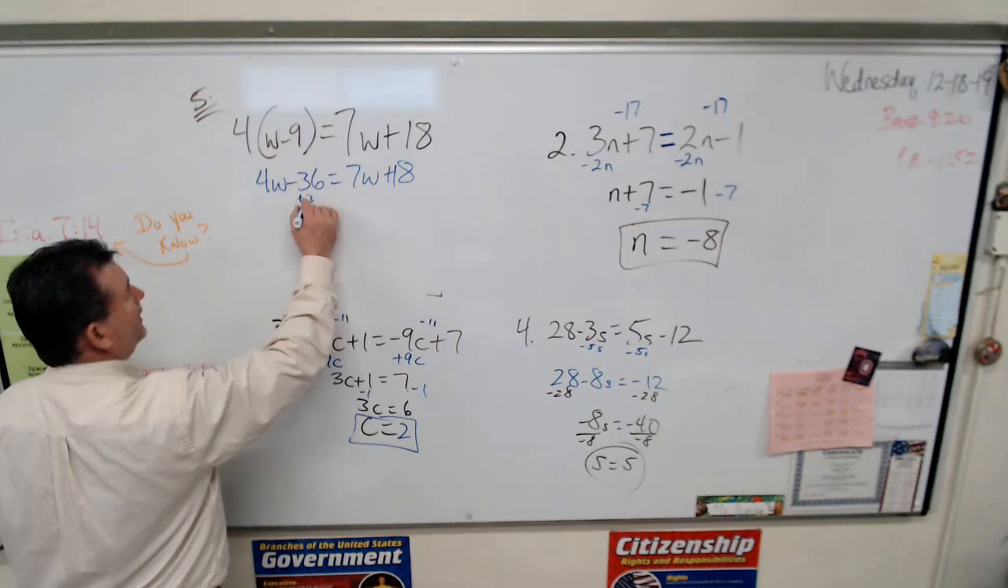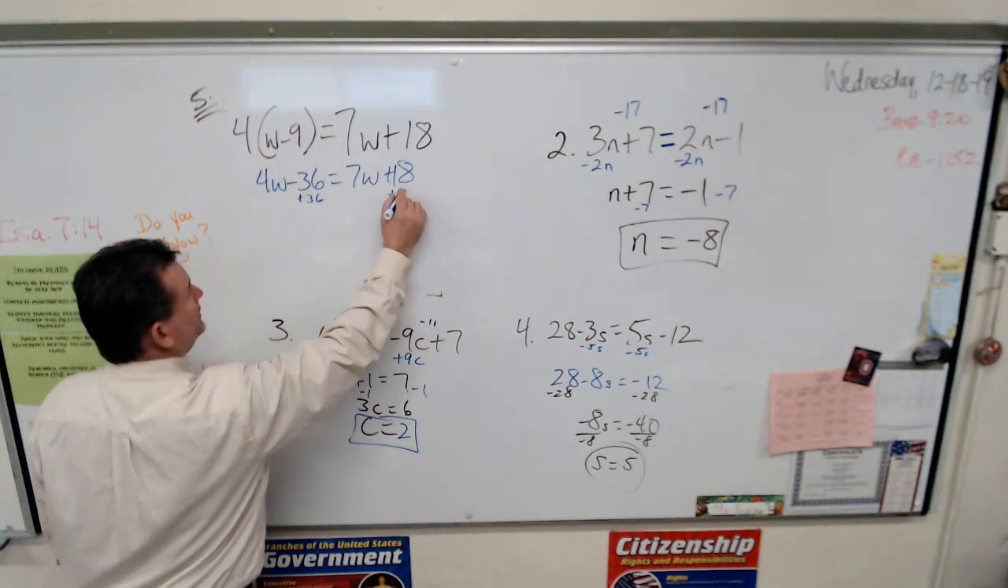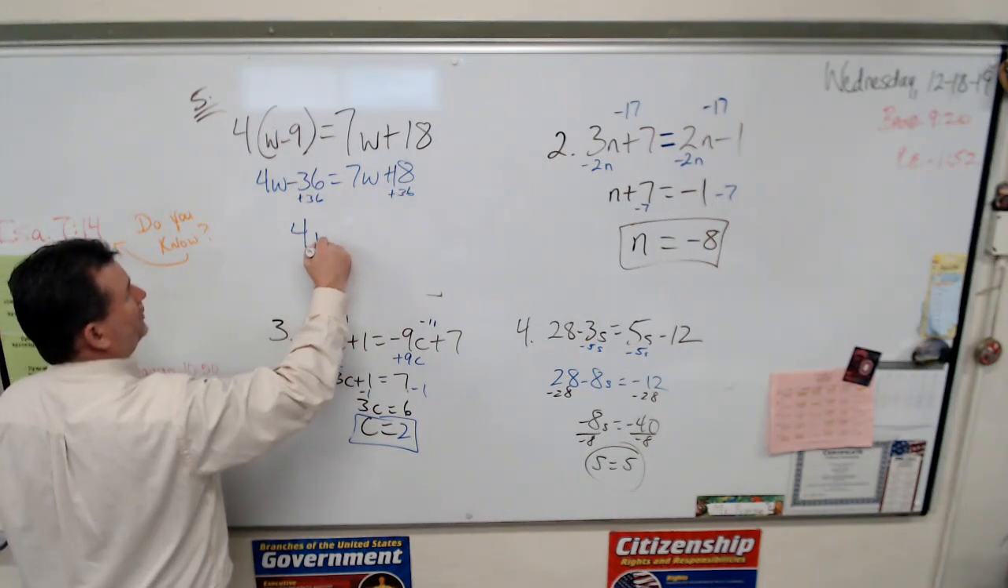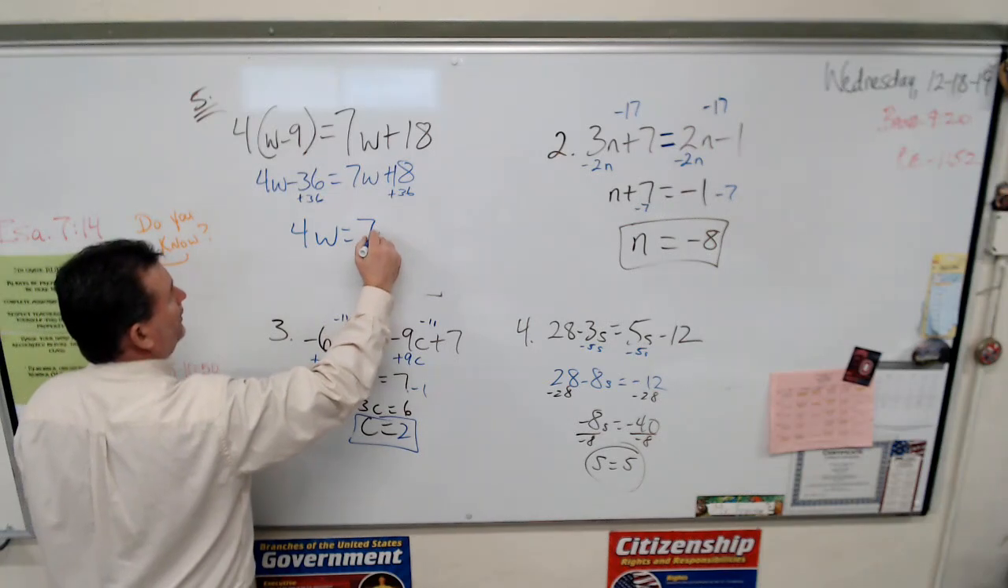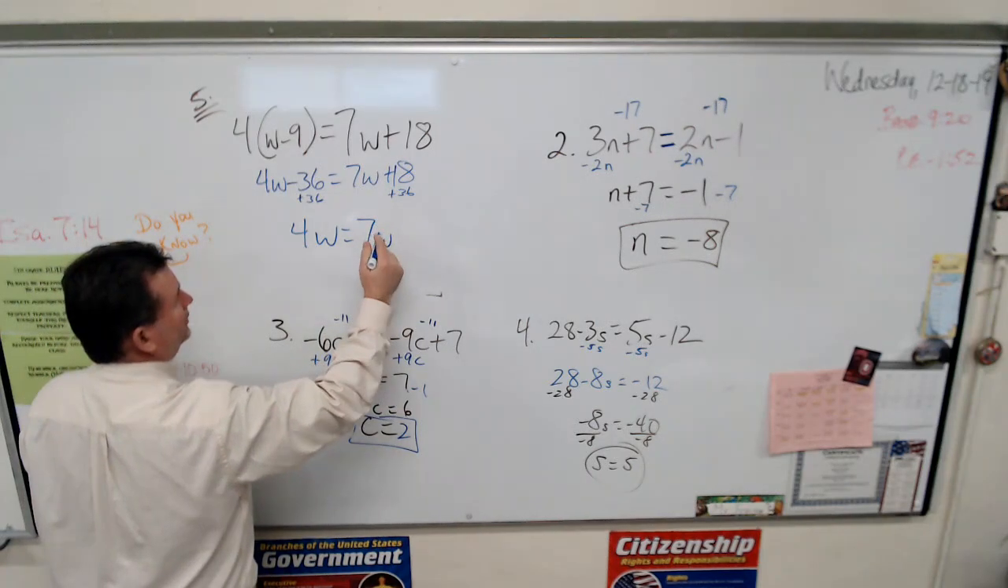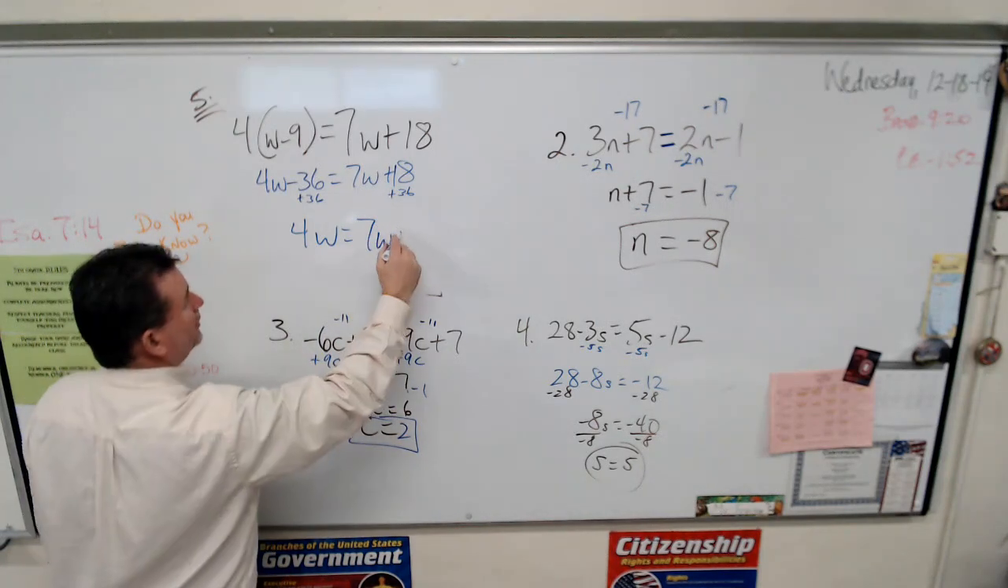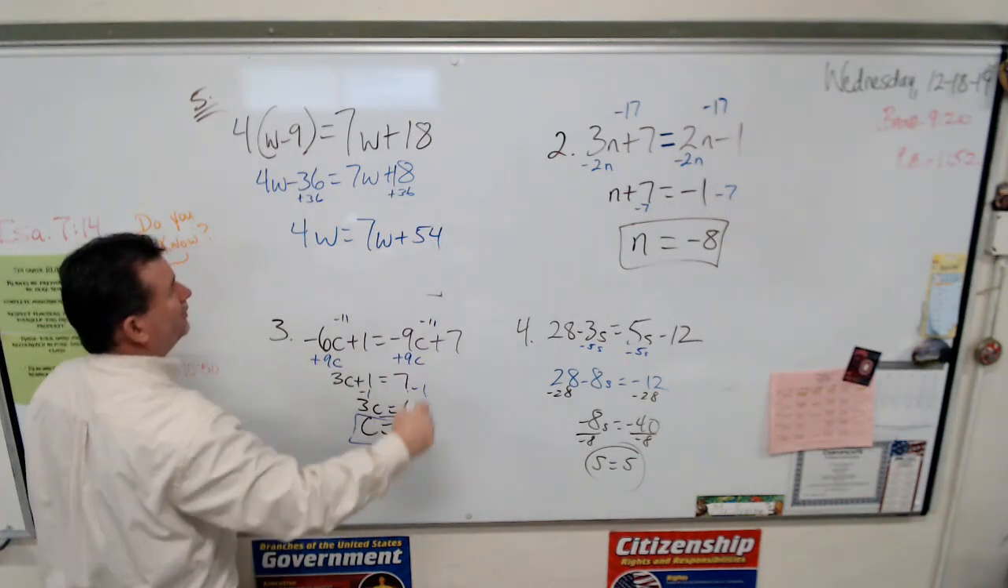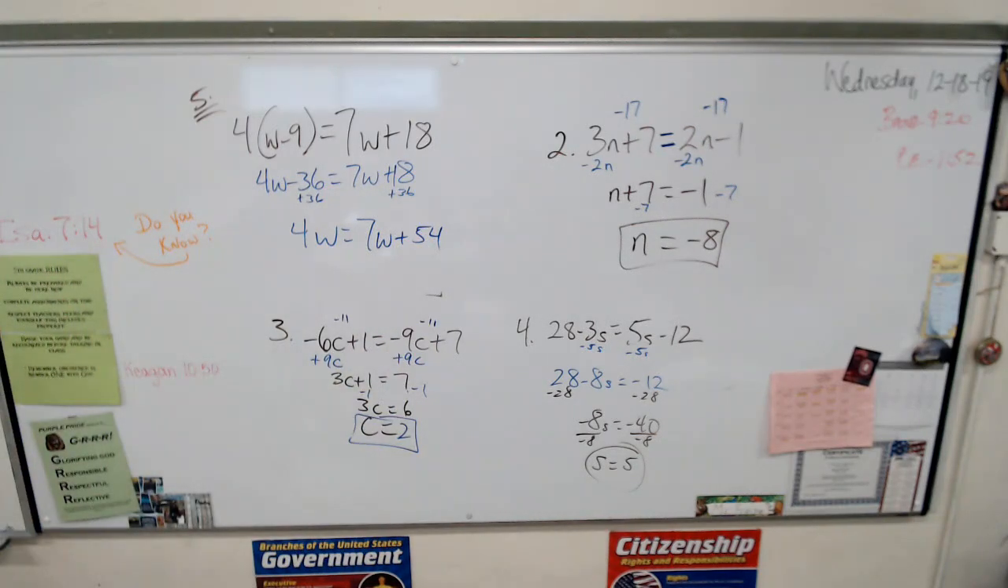Plus 36, plus 36. 4W equals 7W. Well, I should have done the W's first. It doesn't matter though. Plus 54. First thing I did this time was get rid of the 36s. It doesn't matter if you get rid of the 36 first or change the W's.